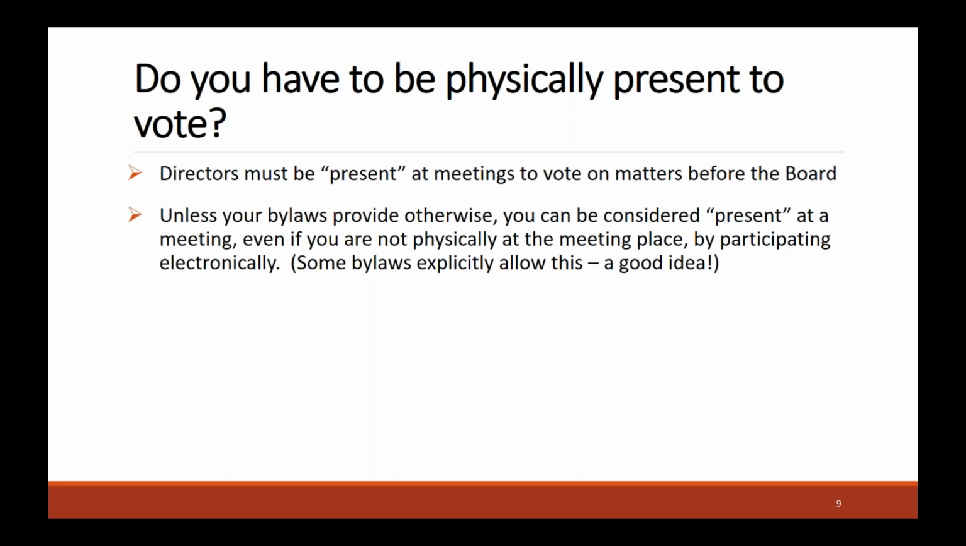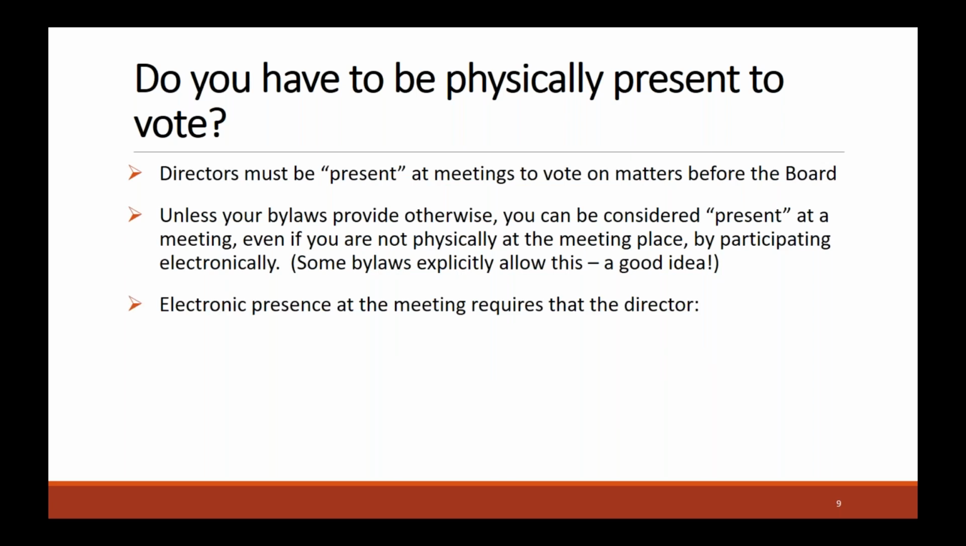So some bylaws explicitly will allow telemeeting, teleconferencing, or electronic meetings. Even if your bylaws don't explicitly allow this, it's allowed under the DC Nonprofit Code. It's probably a best practice to write it into your bylaws that you can meet electronically, just so that it's clear to the directors and to the folks reviewing your bylaws that this is a valid way that you can meet.